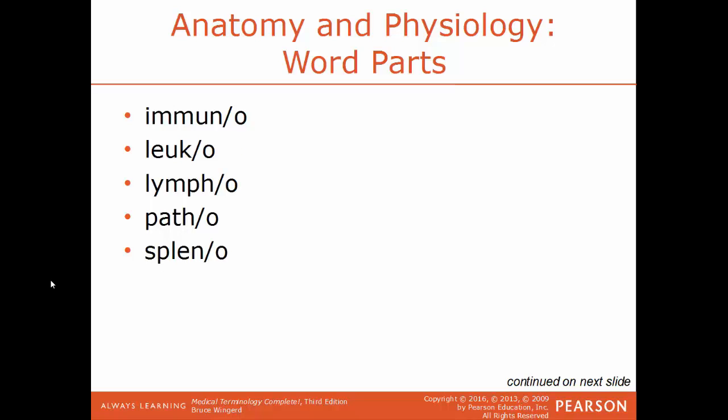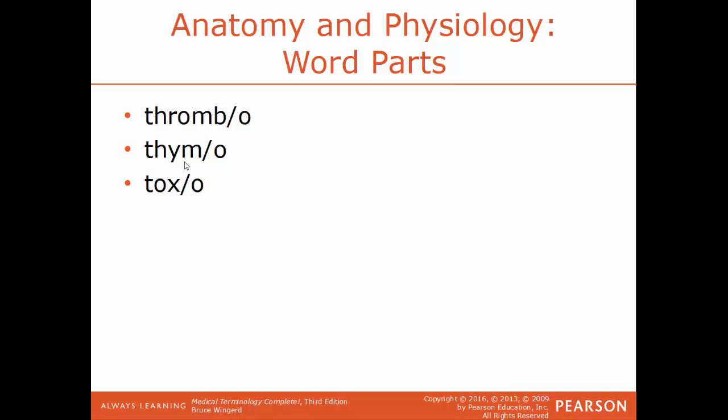Immuno references the immune system. Leuco is another term for white, such as a white blood cell will be a leukocyte. Sometimes you'll see it spelled with a C, sometimes you'll see it spelled with a K. Lympho is a reference to the lymphatic system or lymph in general. Patho references disease, and spleno references the spleen. Thromb or thrombo is a reference to a clot, a blood clot. Thym or thymo is a reference to the thymus gland, and tox or toxo is a reference to a poison. So something that is toxic is poisonous.